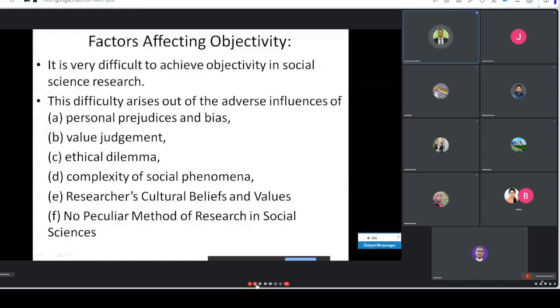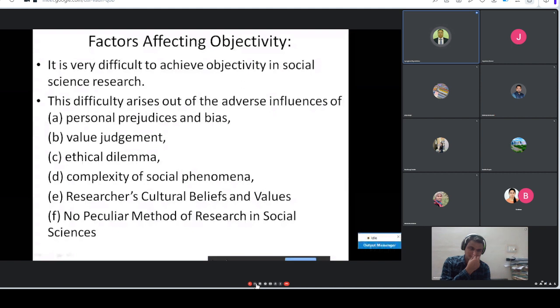And remember, last but not the least, there is no peculiar method of research in social science. Why am I saying there is no peculiar method of research in social science? Remember, in the natural sciences, they have particular methods to conduct research. In social science, we don't. It's basically because social scientists deal with human actions. We deal with human behaviors or social problems.